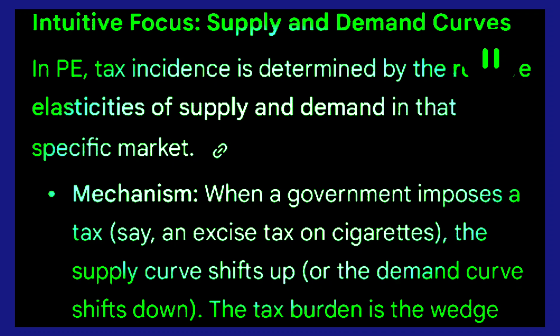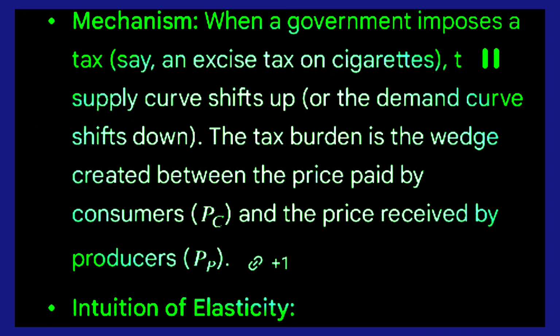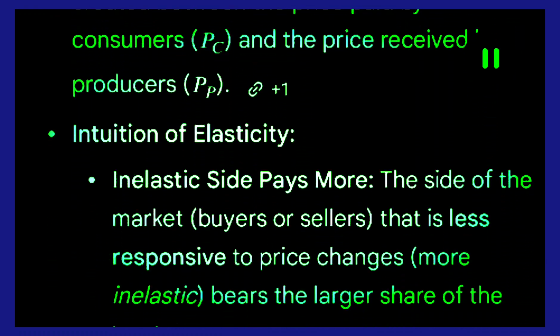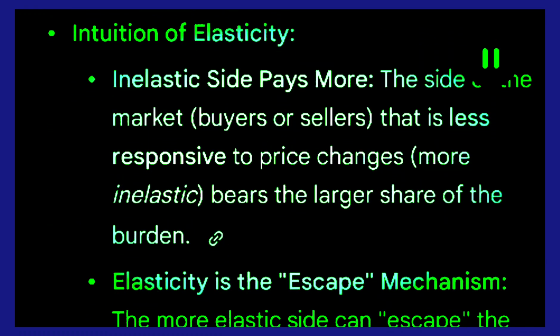Mechanism. When a government imposes a tax, say an excise tax on cigarettes, the supply curve shifts up or the demand curve shifts down. The tax burden is the wedge created between the price paid by consumers (PC) and the price received by producers (PP). Intuition of elasticity: the inelastic side pays more. The side of the market, buyers or sellers, that is less responsive to price changes, more inelastic, bears the larger share of the burden.